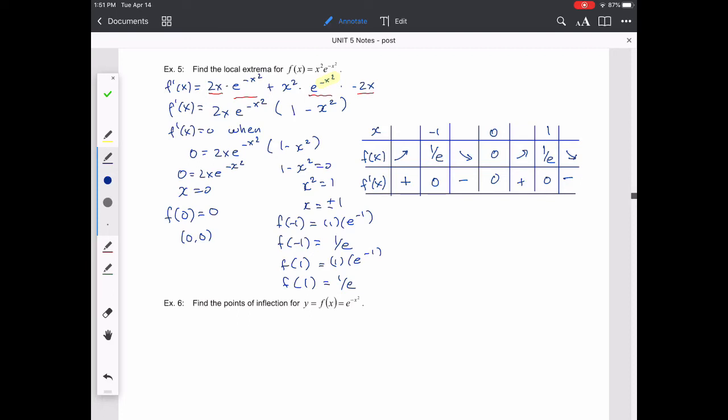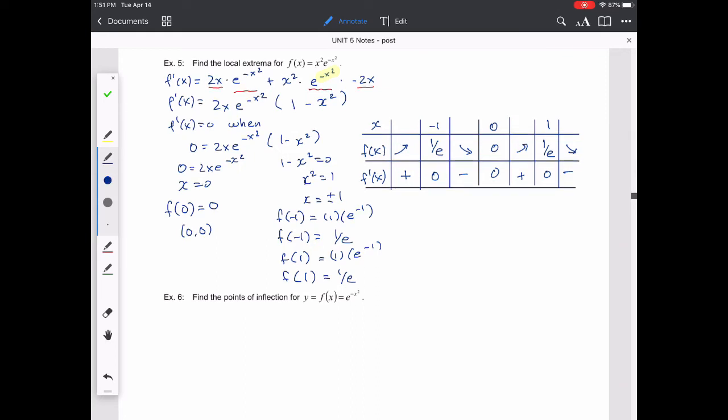So let's summarize what we've done. From the chart, we can see that we have a local max at negative 1 and 1 over e, and 1 and 1 over e. And we have a local min at 0, 0. We don't care about the absolute values, we just care about, in this case here, the extrema for those 3 critical points.